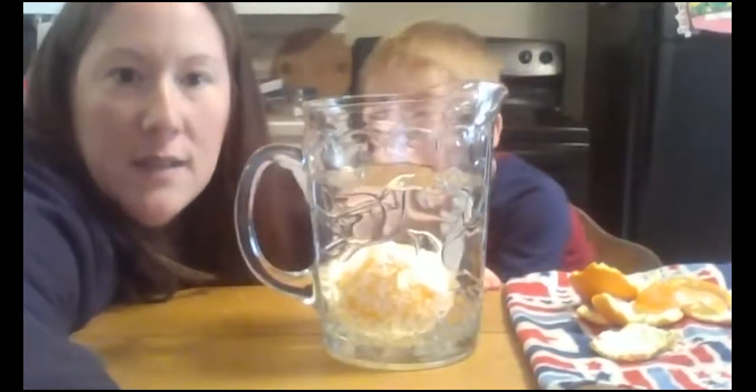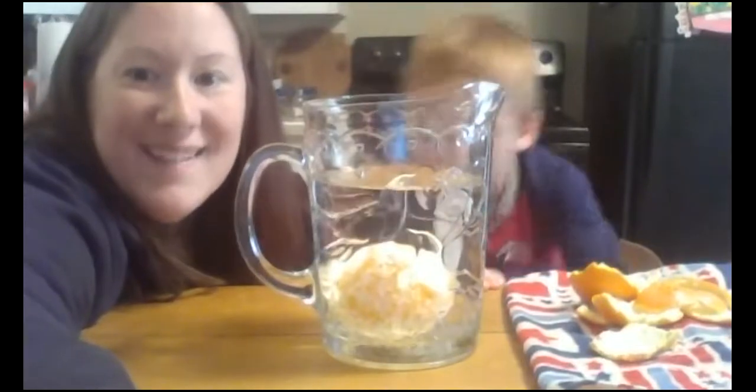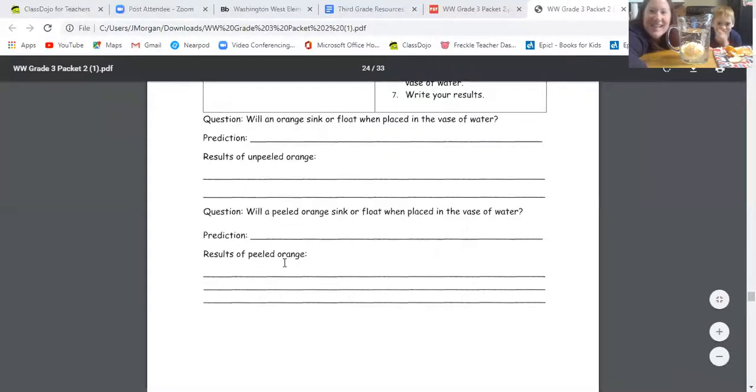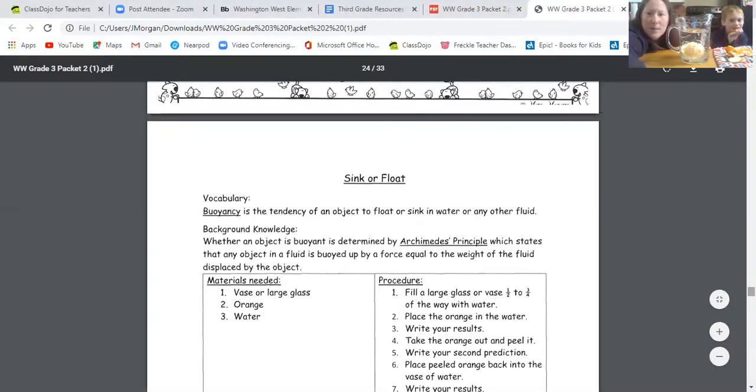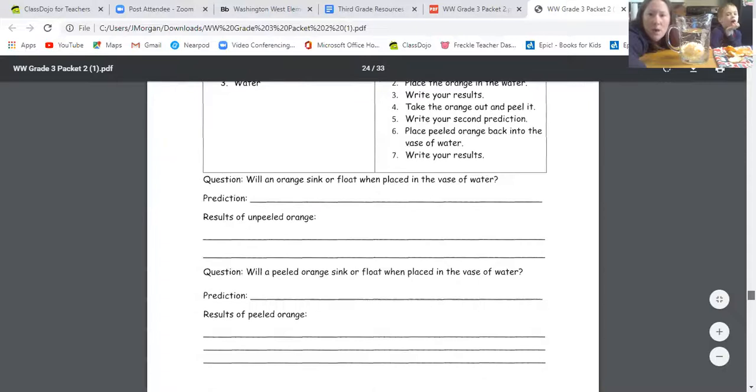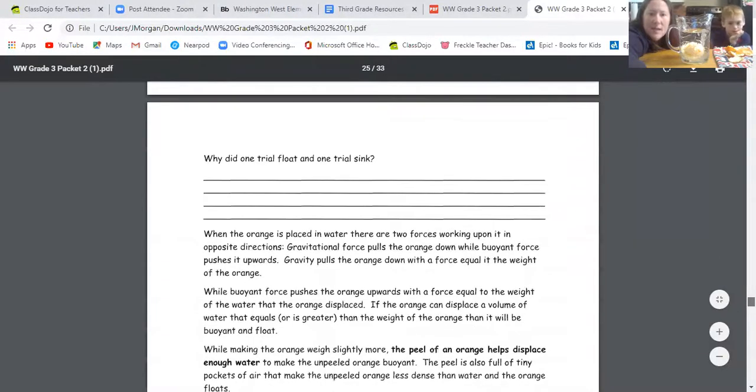So let's go back over to my share screen. In our results, we would say Derek's prediction was correct. The orange sank the second time after peeling it and putting it in. But why is this? That's so crazy. All right, so I have one more question to answer, friends. Why did one trial float and one trial sink?